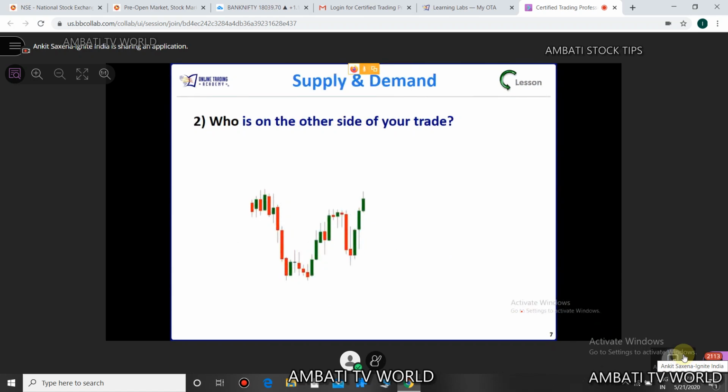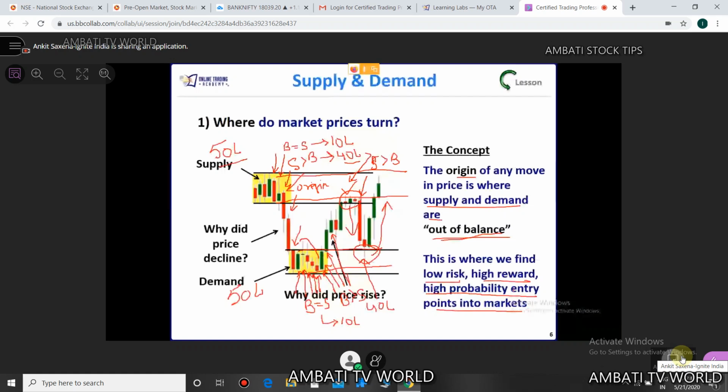Now, who is on the other side? This is the point. Renuka ji, a very good question. Renuka ji has asked me, this is the point where we buy stocks. Okay, this is the point we buy stocks. Now let me just remove all this.